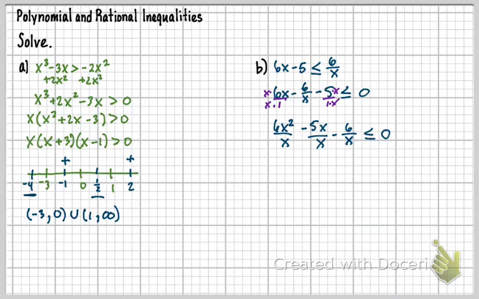Okay, now the next step is, remember how addition of fractions works. If the denominators are the same, I just add or subtract the numerators over the same denominator. But here, I can't really add those together because they're not like terms.